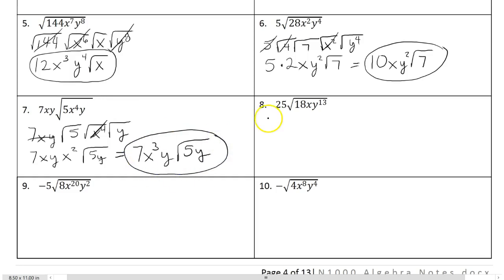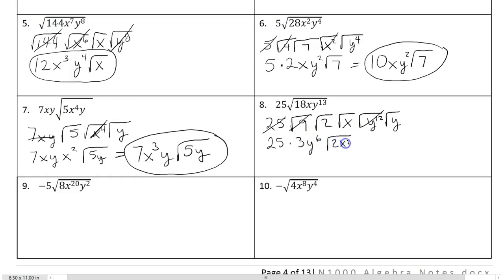In the next example, 18 can be factored into the square root of 9 times the square root of 2, and the square root of y to the 13th can be factored into the square root of y to the 12th times the square root of y. The square root of 9 is 3, and the square root of y to the 12th is y to the 6th. This leaves 2xy inside the radical, and the final answer is 75y to the 6th times the square root of 2xy.